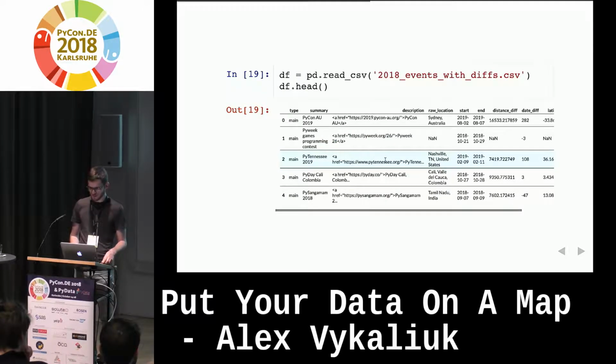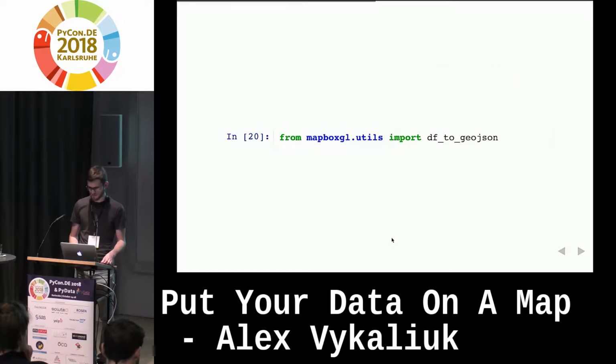So we will read the CSV file. The data for that is from python.org/events. And I will show you the events that already happened in 2018 or will happen and are on this calendar. Now we will use this tool from the Mapbox.gl library called df to GeoJSON. You might have guessed that it will transform our data frame.